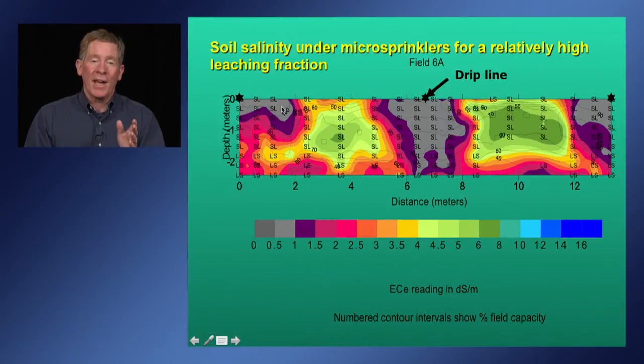This same type of behavior is also seen with mini sprinklers. These little stars illustrate mini sprinklers in a particular orchard. As you can see, the value here in the gray illustrates very low salinity in the soil directly around the mini sprinklers. But as you move a distance away, for example, in between the two different mini sprinklers, you can see that the maximum salinity begins to build.